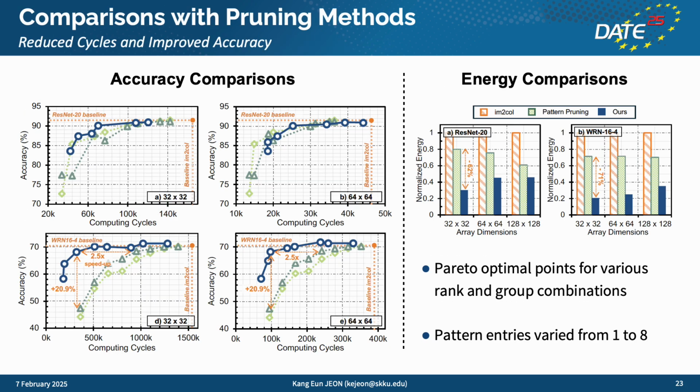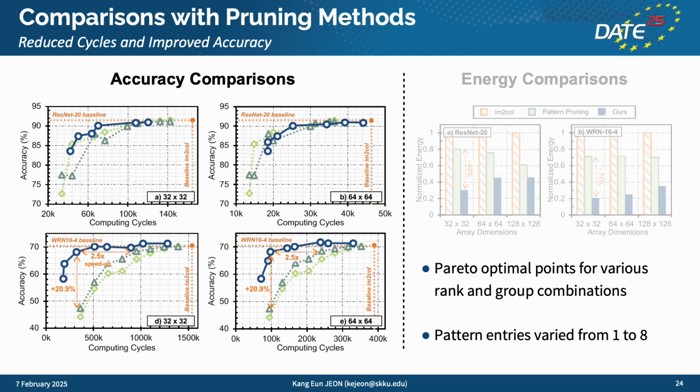Here, we first compare our method with pattern pruning baselines. We plot the Pareto curve of different compressed models, where the y-axis shows the accuracy and the x-axis shows the computing cycles. And we repeat this for different deep learning models and IMC array dimensions. We vary the computing cycles of our method by choosing different combinations of rank and group parameters, versus for pattern pruning approaches, we vary the number of entries for the patterns from 1 to 8. As you can see from the graph, the proposed low-rank compression method achieves similar performance or better.